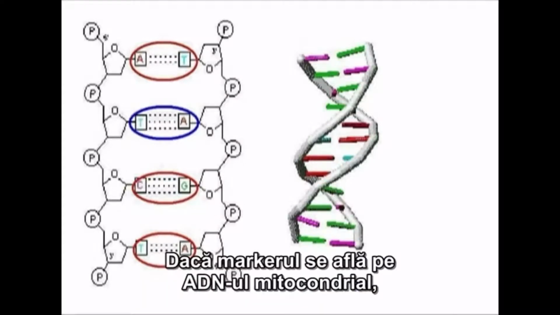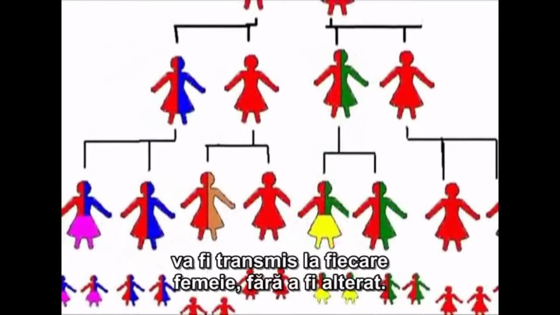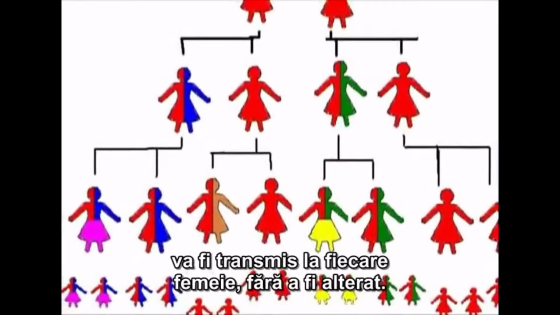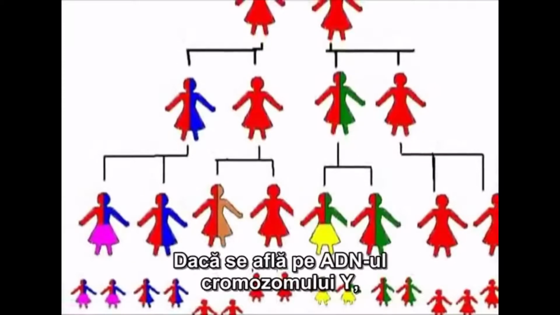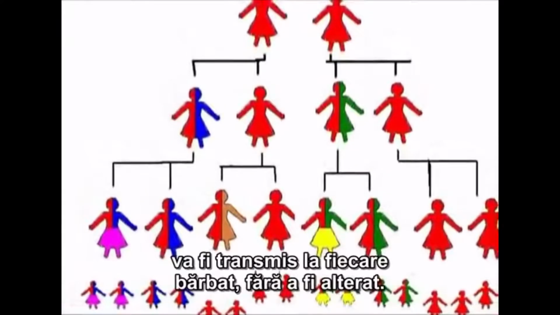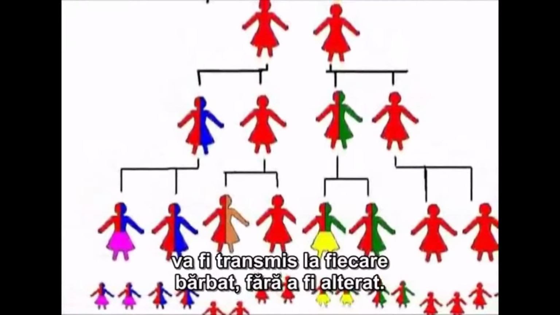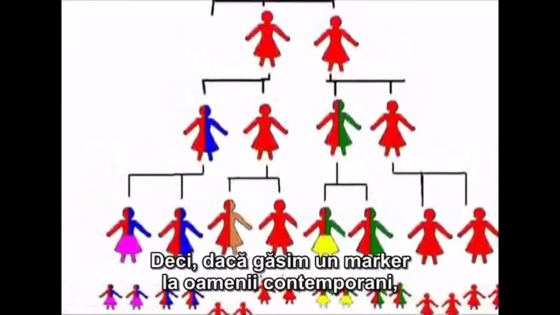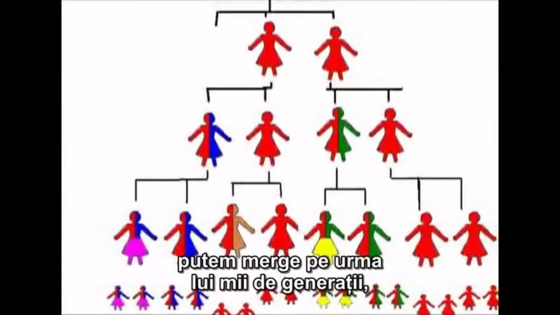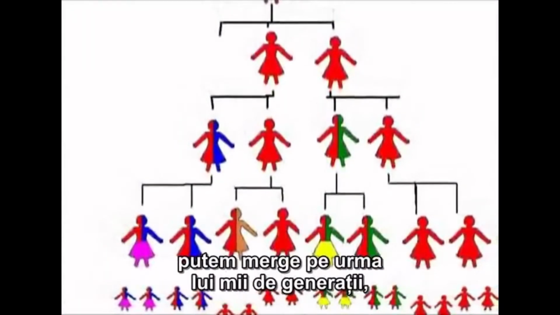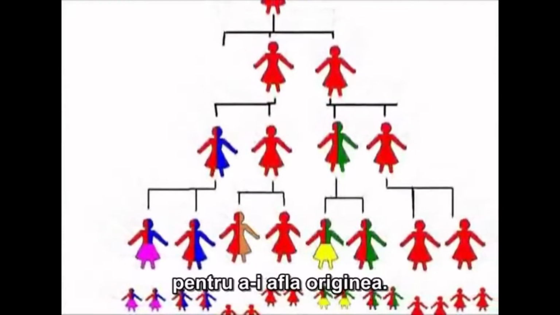If the marker is on mitochondrial DNA, that marker will be passed down through every female descendant without alteration. If it's on Y chromosome DNA, it'll be passed down through every male descendant without alteration. So if we find a marker in people today, we can trace it back through thousands of generations to find out when and where it started.